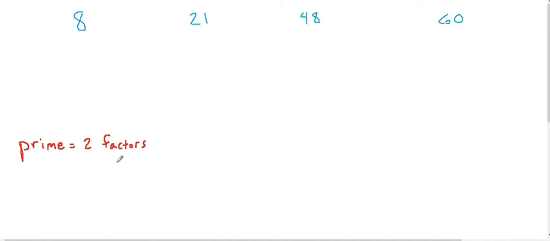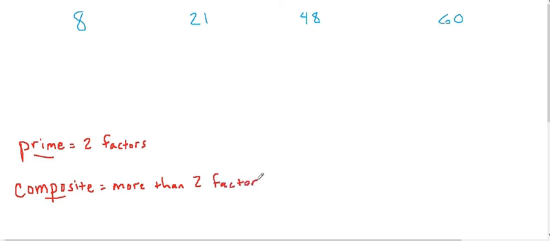Now, which of my examples, 3 or 4, was prime? 4 had 3 factors, so that's what we call a composite number. More than 2 factors. But 3 was prime because it only had the factors 1 and 3.